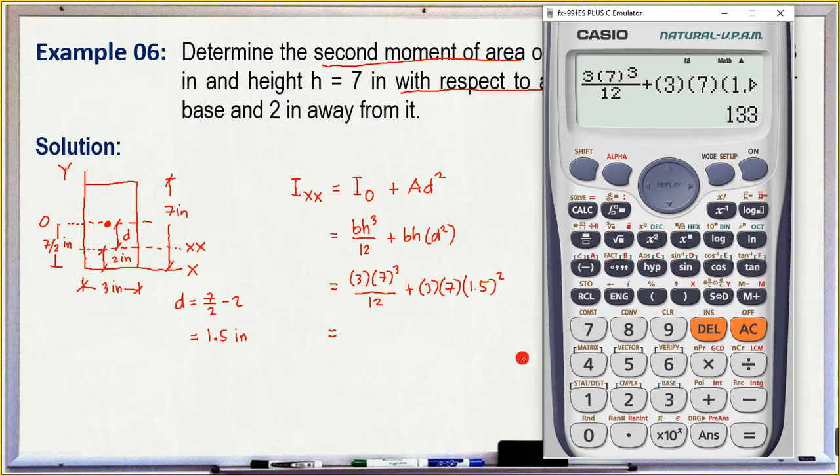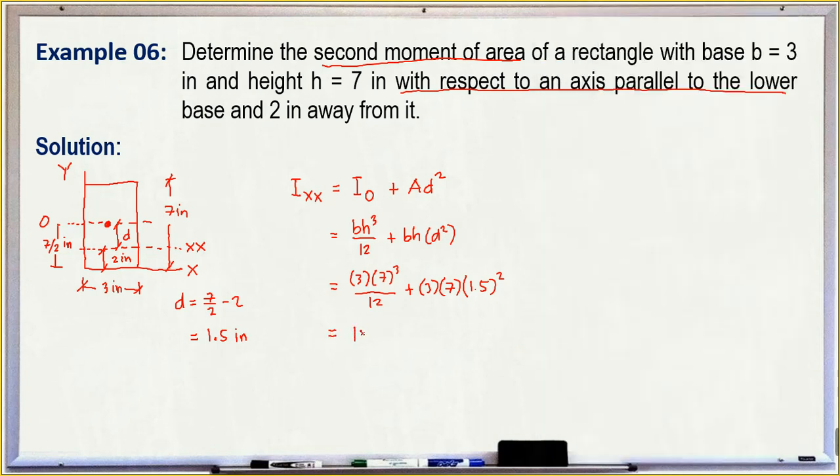So the result is 133 inch to the fourth. So 133 inch to the fourth. So this is the moment of inertia of our rectangle with respect to an axis that is parallel to the lower base and that is 2 inches away from it. Okay? So any questions?